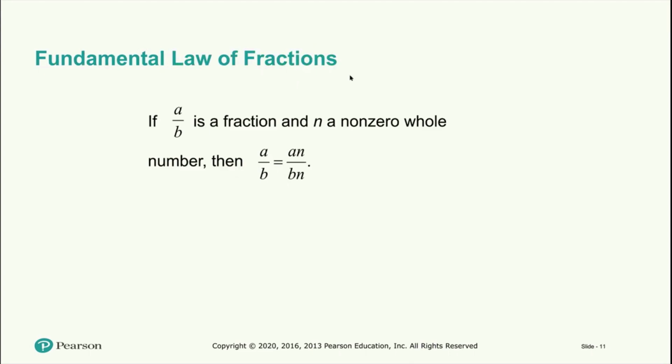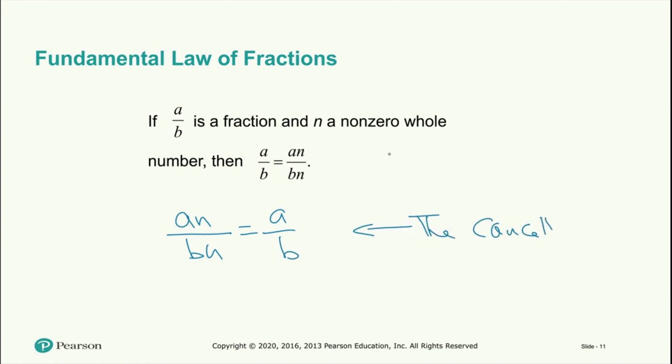All right, next we have what is called the fundamental law of fractions, which basically says if you have a fraction a over b and n is any non-zero whole number, then we can multiply n by the numerator and the denominator, and we end up with the exact same fraction as far as value is concerned. That is if you look at this statement from left to right. Now, if I write it in the other direction, if I write an over bn equals a over b, then this is considered the cancellation property.